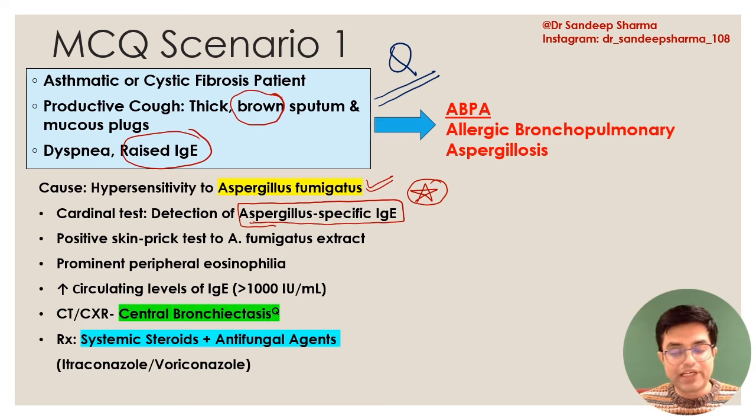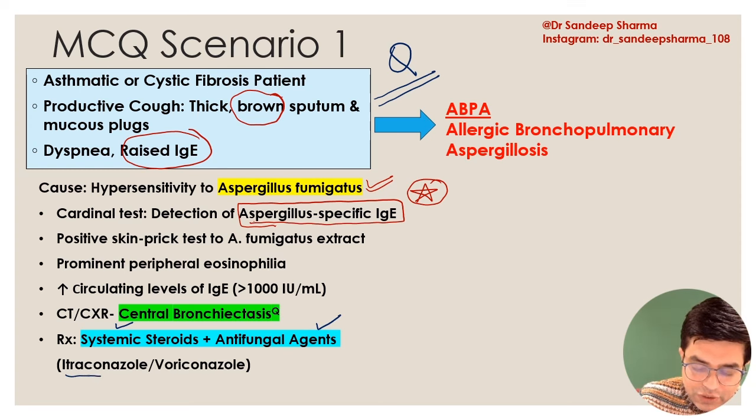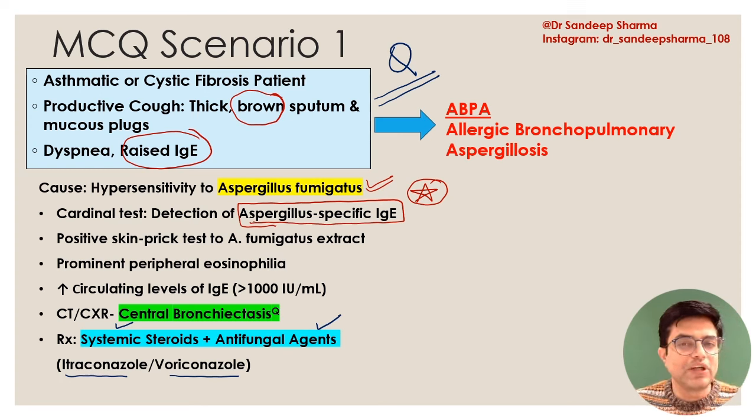Then what is the treatment? It's an allergic disorder. तो allergy में what do you give? You give anti-allergic. The strongest immunosuppressant or anti-allergic medication is steroid. So systemic steroids are life-saving. Along with that, because you need to eradicate the fungal antigens and the fungal presence, antifungal agents need to be given. What antifungal agents are indicated? Either itraconazole or voriconazole. Key thing to remember, fluconazole is not effective in patients of ABPA.